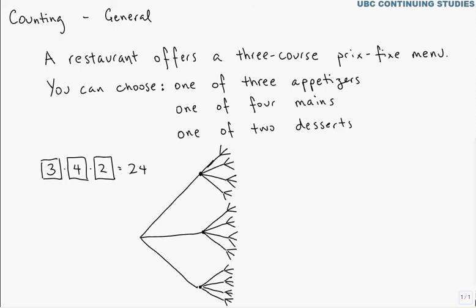And it's obviously a lot easier just to do 3 times 4 times 2. But sometimes if you're really not sure where to go, starting off with a tree diagram can kind of clarify your thoughts.